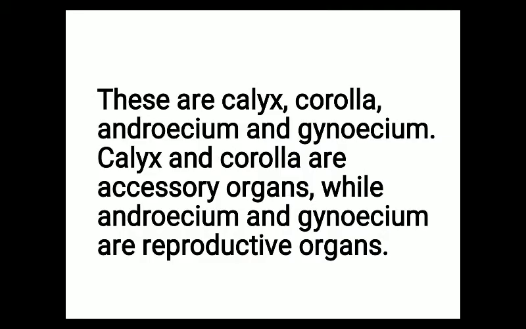And what are these four different types of floral appendages? These are calyx, corolla, androecium and gynoecium. Calyx and corolla are accessory organs, while androecium and gynoecium are the reproductive organs. Calyx and corolla do not take part in the process of sexual reproduction, so that's why they are called accessory organs. But on the other hand, androecium means the sum total of all the stamens, and gynoecium means the sum total of all the carpels. They are the reproductive organs, and hence they are known as necessary organs of the flower.